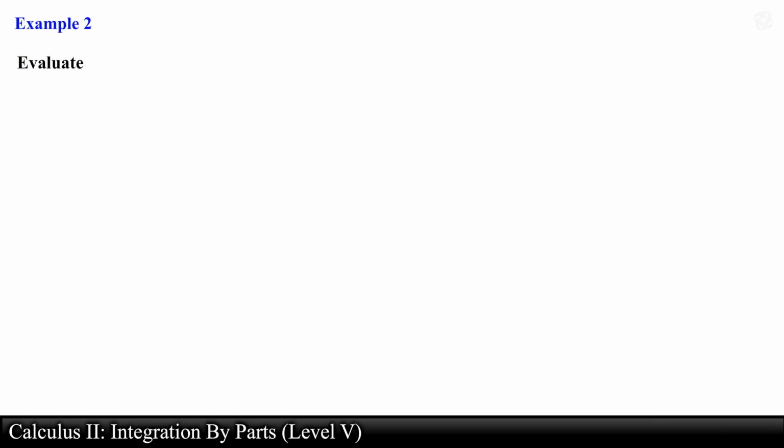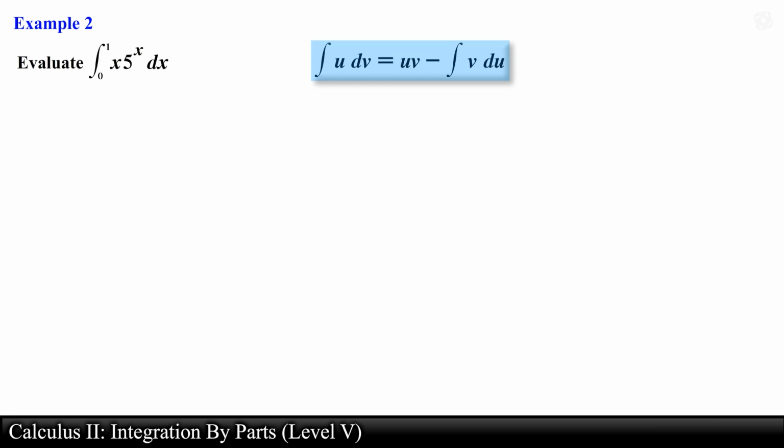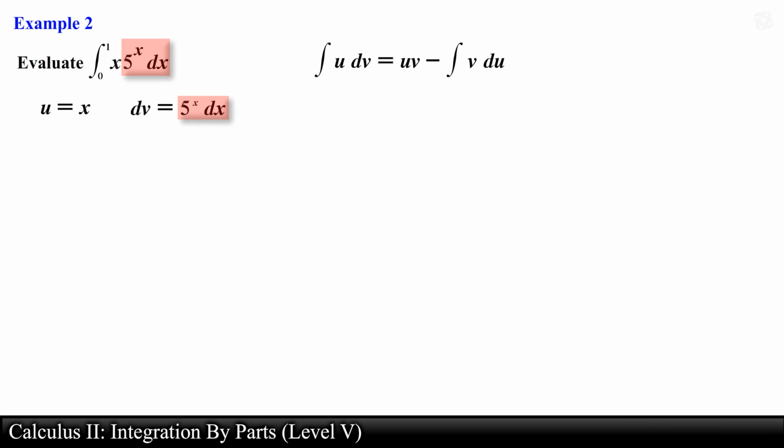Alright, let's try the next one. Evaluate the integral from 0 to 1 of x times 5 to the power of x dx. Once again, we have an integral that contains a product of 2 functions, so we use the integration by parts to find its integral. We are going to let u equal x and dv equal to 5 raised to the power of x. Having done that, we take the derivative of u with respect to x and obtain the following. Then we solve for du.